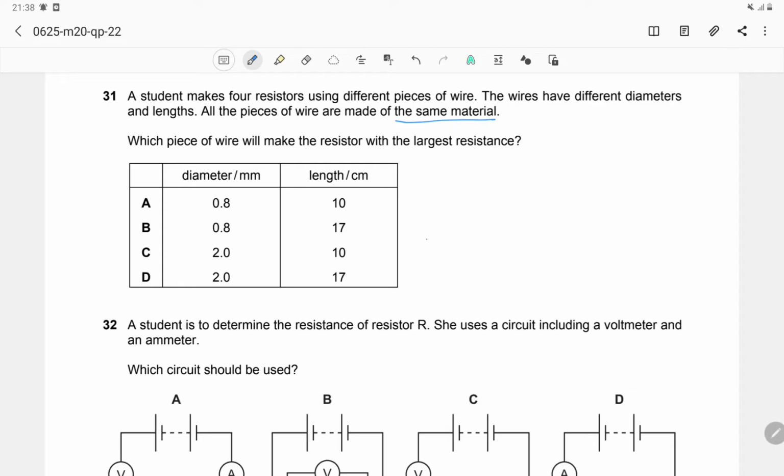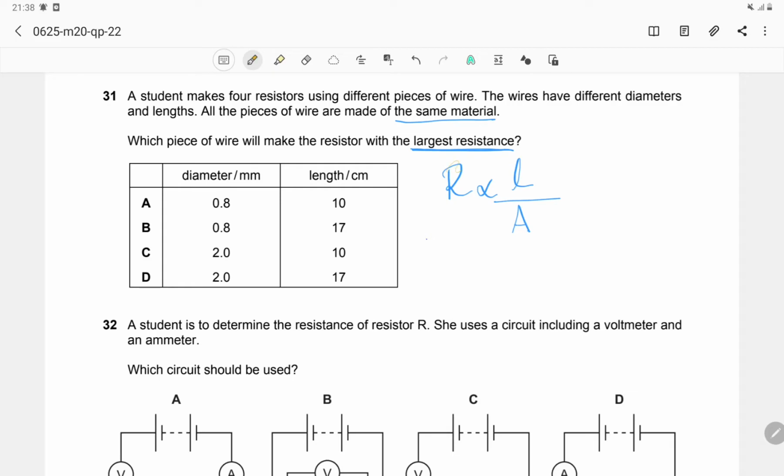So in this question, basically you need to find which resistor will have the largest resistance. In order to find the answer, let's look at the equation of resistance. That is, resistance is directly proportional to the length. If the length of the wire is more, resistance will be more, and it is inversely proportional to the area of the cross section of the wire.